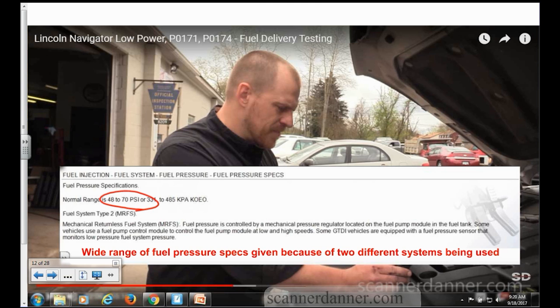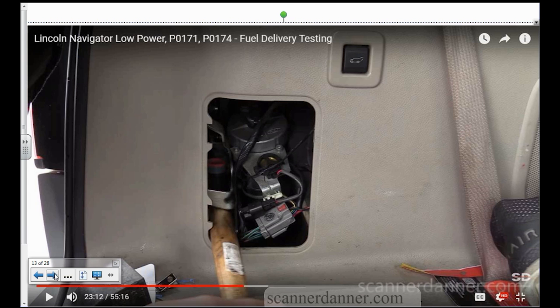Here's the point. The big pressure range, I'm on the low end of it regardless, aren't I? I'm at 42 at idle and 34 at wide open throttle. Do I have a pressure problem? Absolutely. I absolutely do. So we need to check the pump. That's where we're going now.